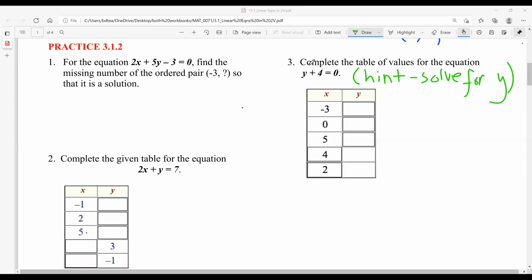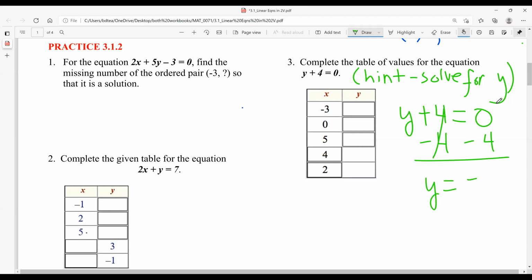If we look at number 3, complete the table of values for this equation y plus 4 equals 0. You notice that there's no x value here. They give us the x values here. And the hint is that you have to take this and solve for y. So if we take y plus 4 to equal 0 and solve for y, we're simply subtracting 4 from each side. This cancels, so y equals -4.